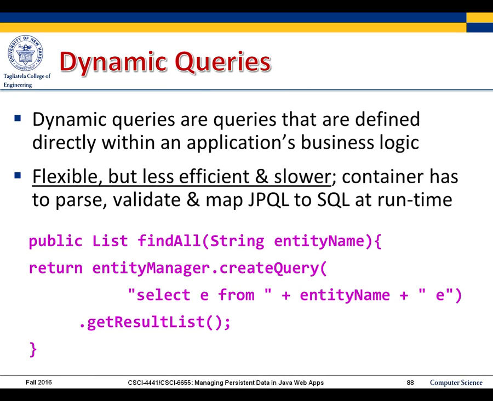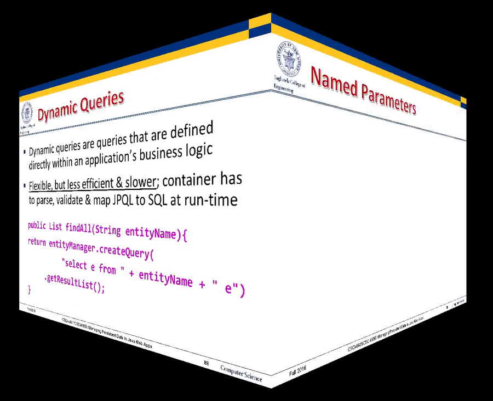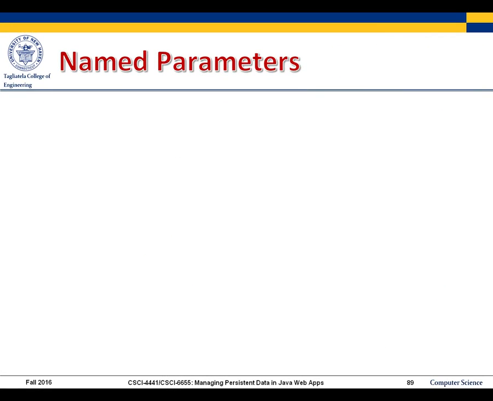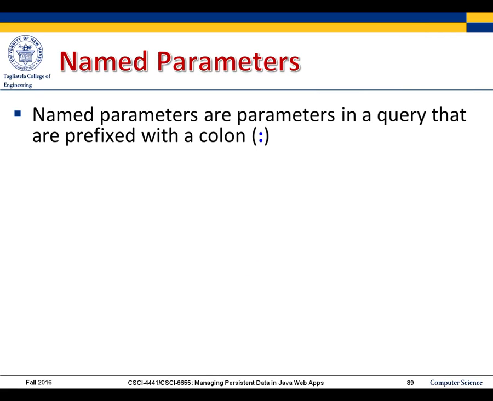It's very flexible, of course, because you can create it completely on the fly by building the string. However, it's going to be less efficient, just in general, because it has to essentially recompile the query every single time it hits it. So that's why we use named queries. So named parameters are one way of taking a standard query and giving it arguments. Okay.